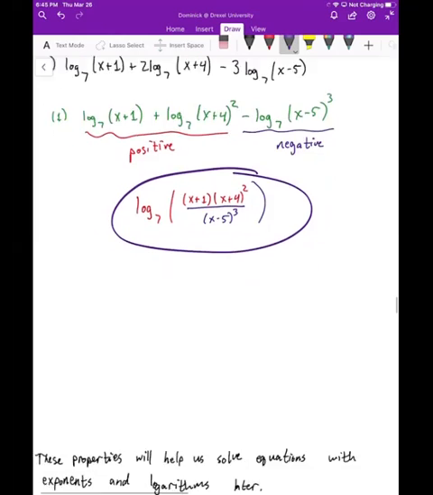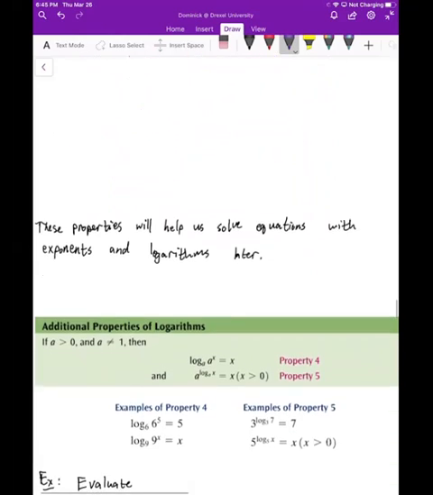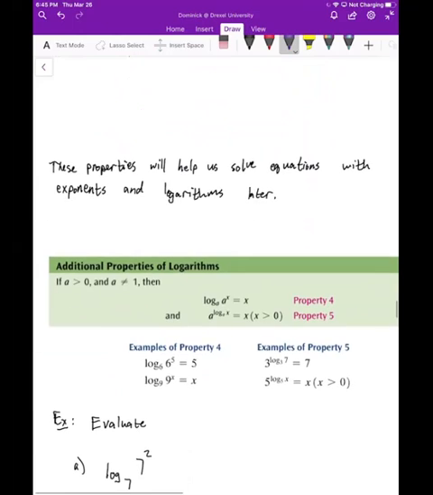Okay, one last quick property that's not too difficult, and this will be an important property when we look at equations involving exponentials and logarithms, because this is going to allow us to essentially cancel out exponentials and logarithms, right? And these are really sort of like the inverse properties.